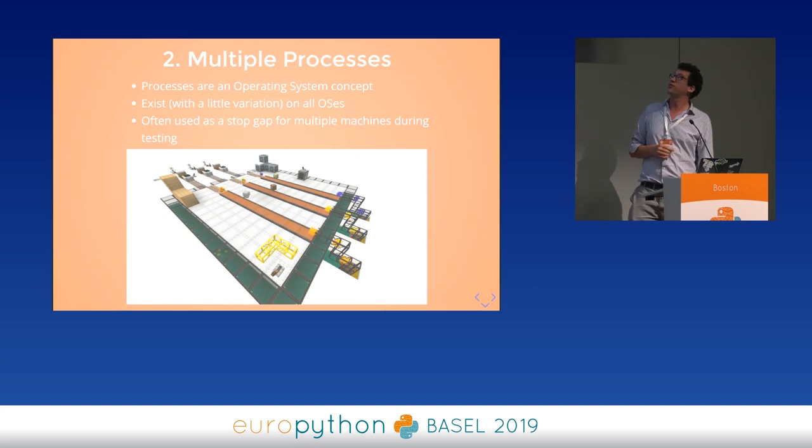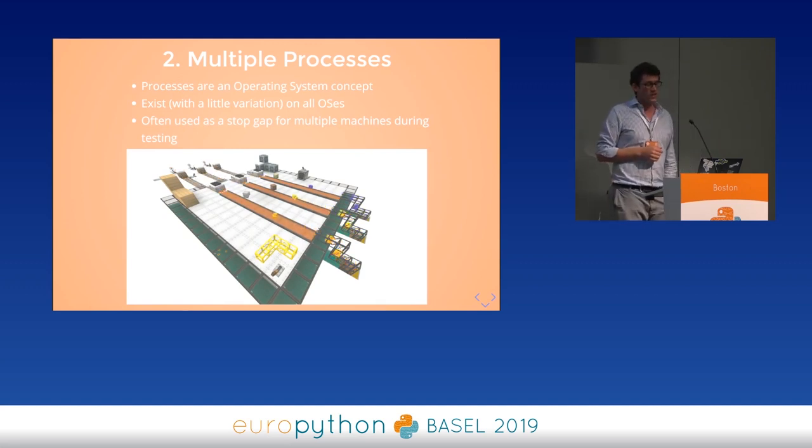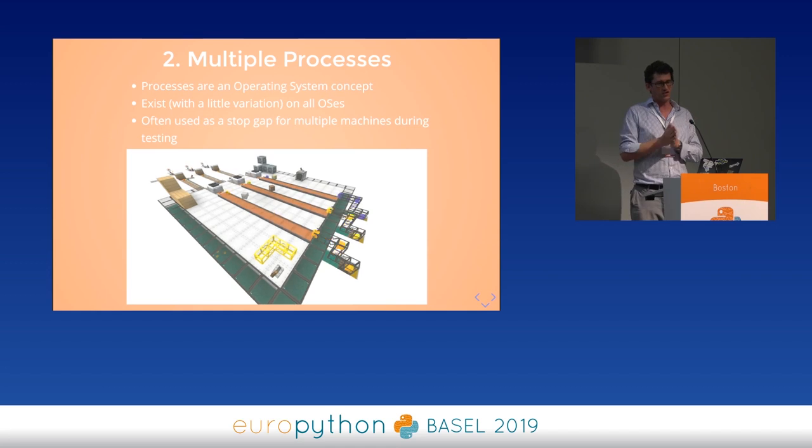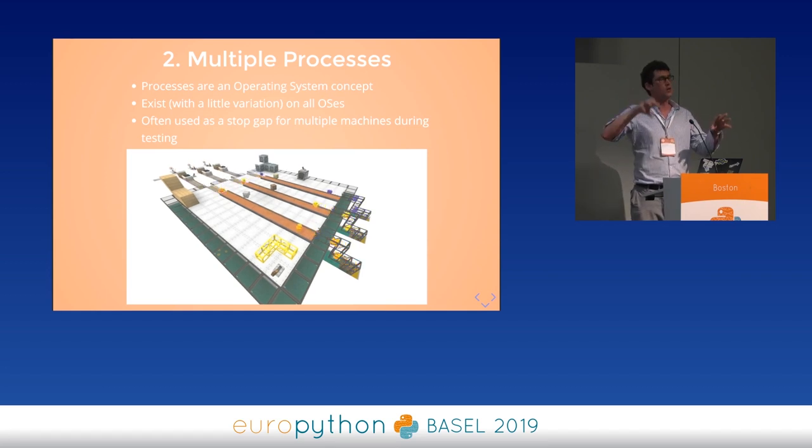So to go on to multiple processes, this is within a single factory running multiple production lines. In our analogy, processes are an operating system concept, and they're designed to keep different programs isolated from each other whilst running at the same time. So they were developed, I guess, originally for desktop applications where you were running two completely separate things, but you can use them to run the same code in parallel.